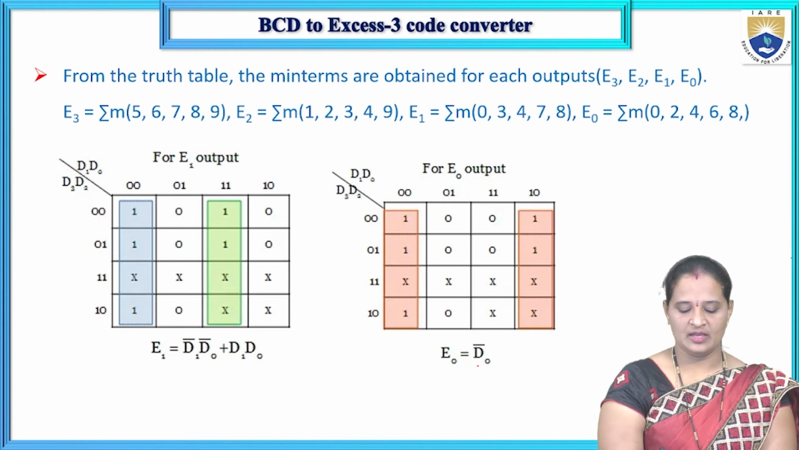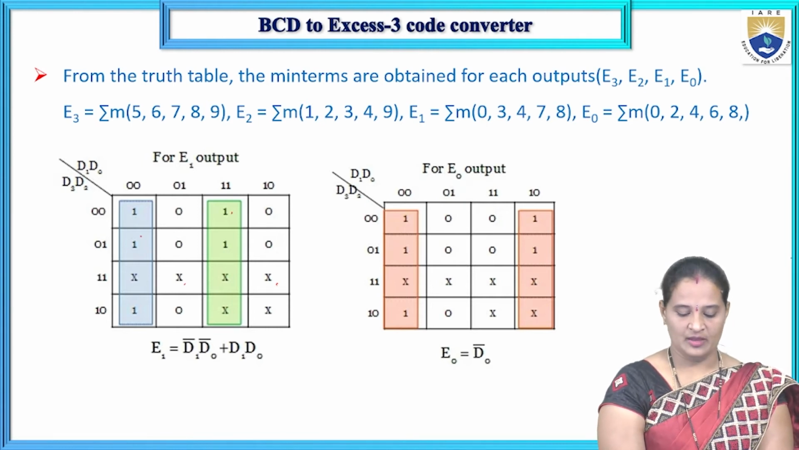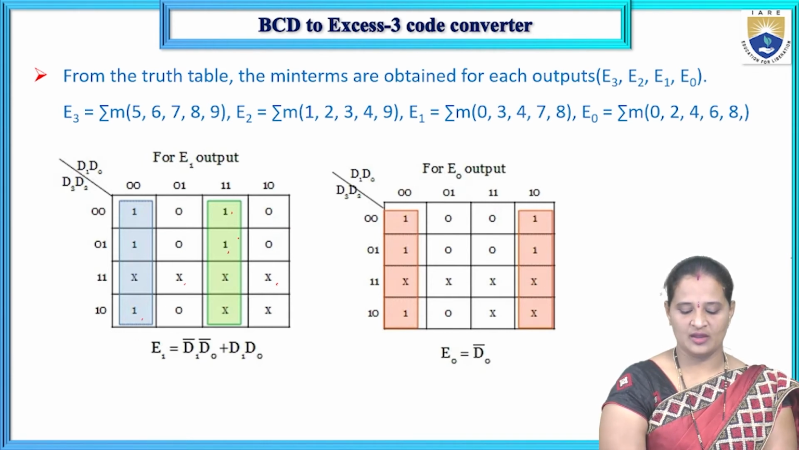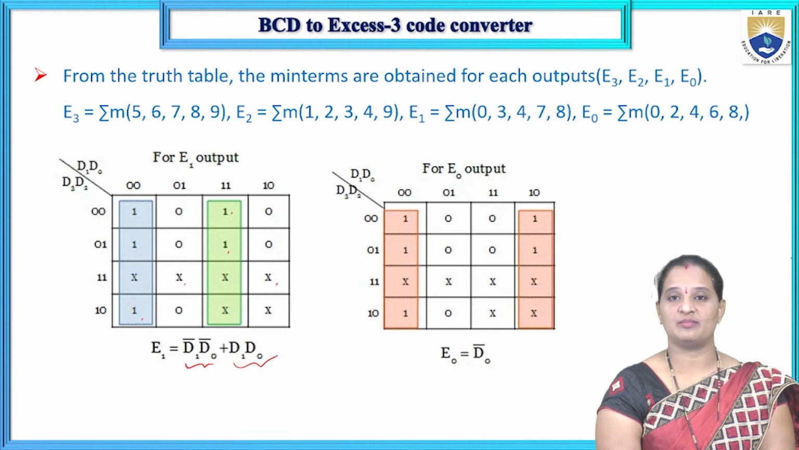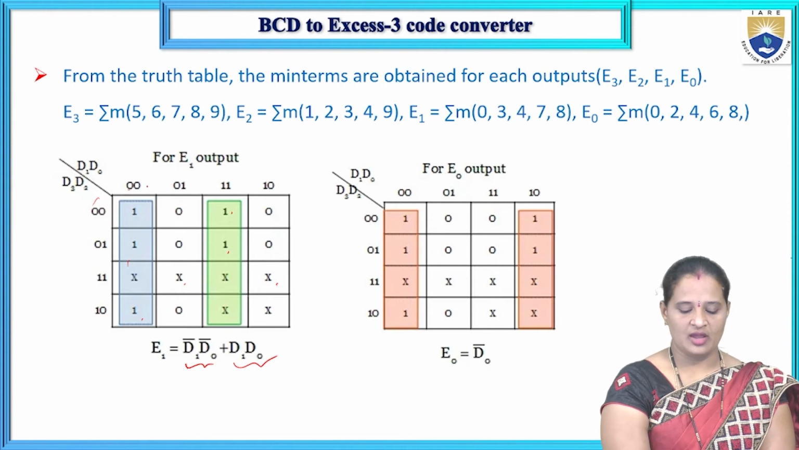Similarly for E1, again 10, 11, 12, 13, 14, 15 are don't cares, and E1 is becoming 1 for 0, 3, 4, 7 and 8. So I could form two quads here and their respective prime implicants. I could eliminate D3, D2 for both of the quads here. So now I could consider only this value, which is nothing but D1 complement, D0 complement, and this one is D1, D0.